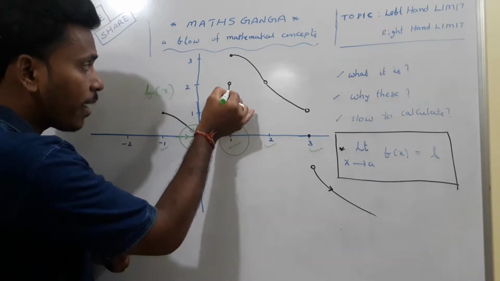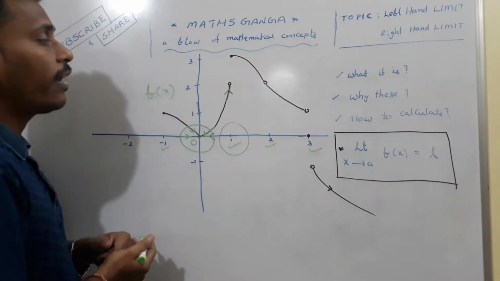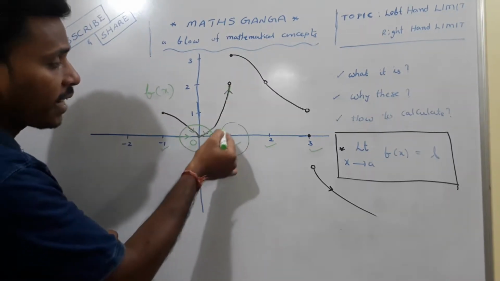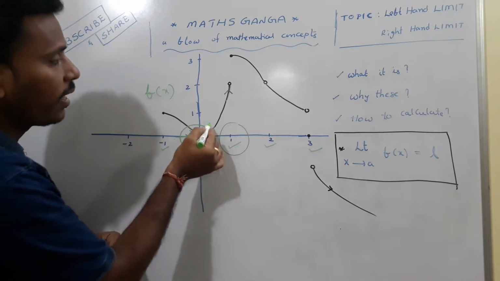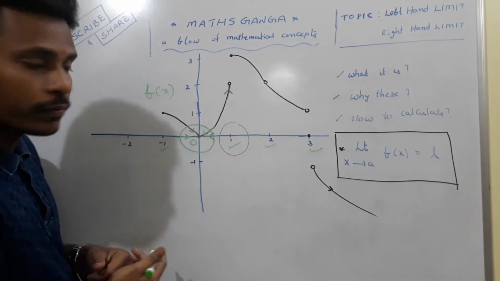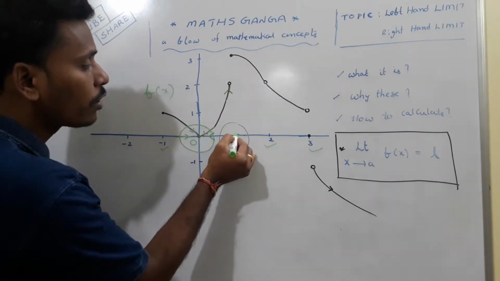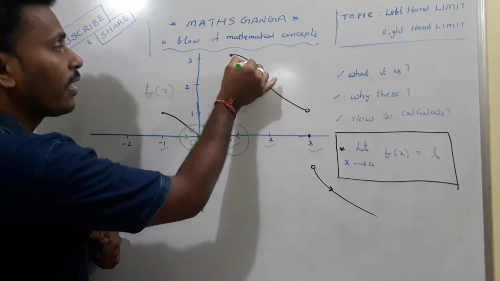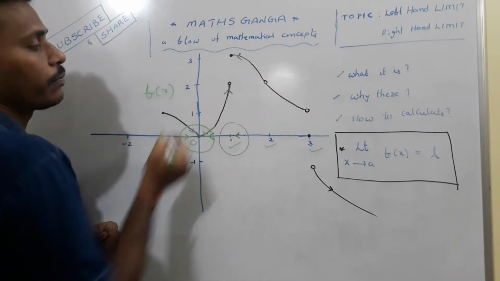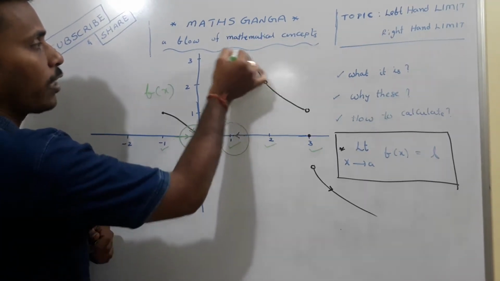The graph is approaching 2 from the left side. Since x is moving towards 1 from the left side, the graph is approaching 2. And if x is moving towards 1 from the right side, the graph is approaching 3. See, this is the region for 2 actually.